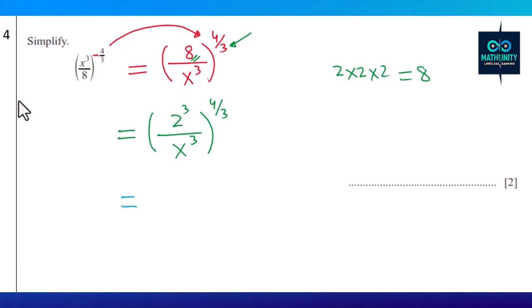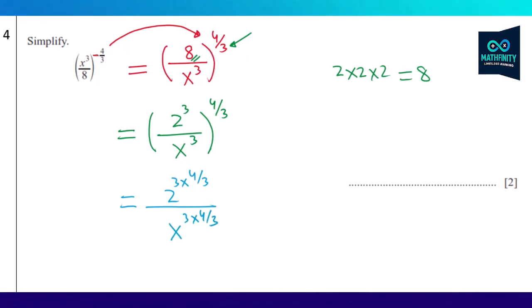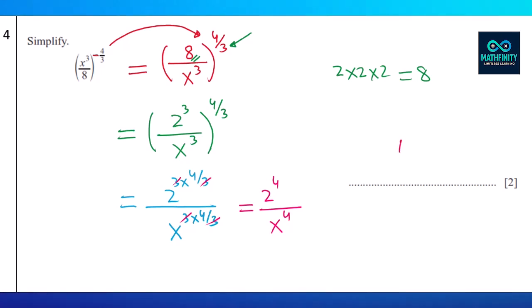Now we will open the bracket. We will distribute 4 by 3 on 2 power 3 and x power 3 times 4 by 3. Now we will see that can we cancel? Yes. This 3 and this 3 we will cancel. This 3 and this 3 we will cancel. So what left? 2 power 4 over x power 4. 2 power 4 is 16 over x power 4. This question is in paper 2 without calculator, so you have to do the practice in the same way. Okay.